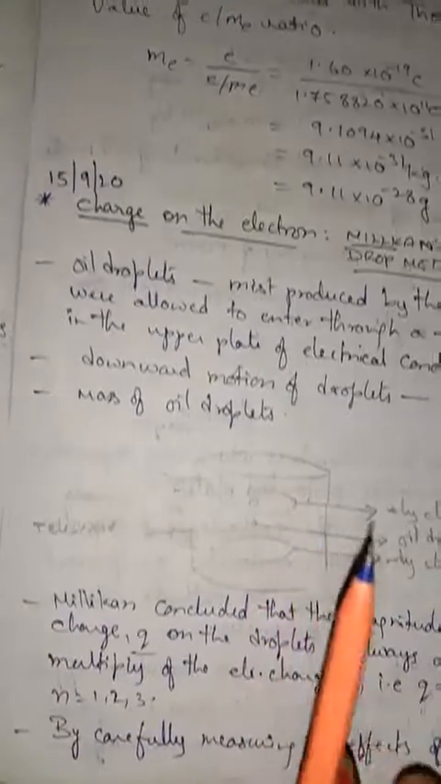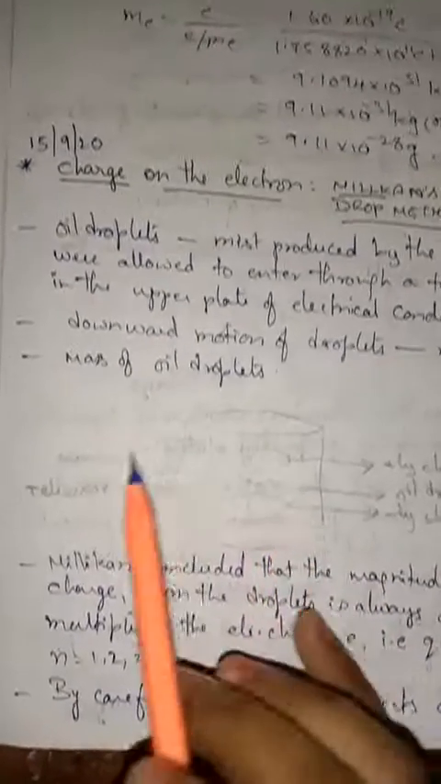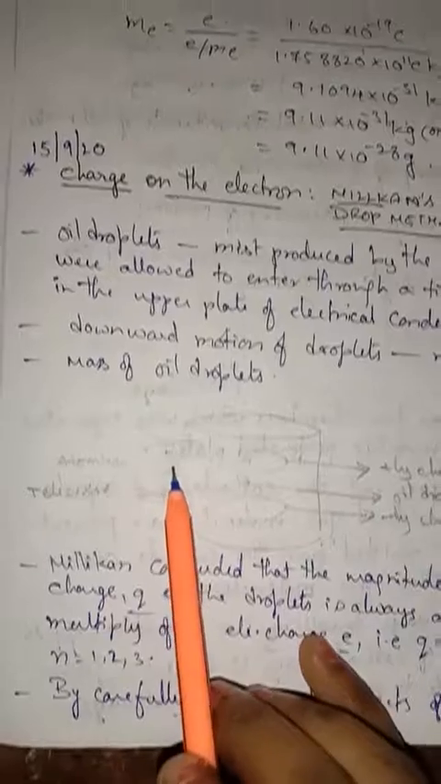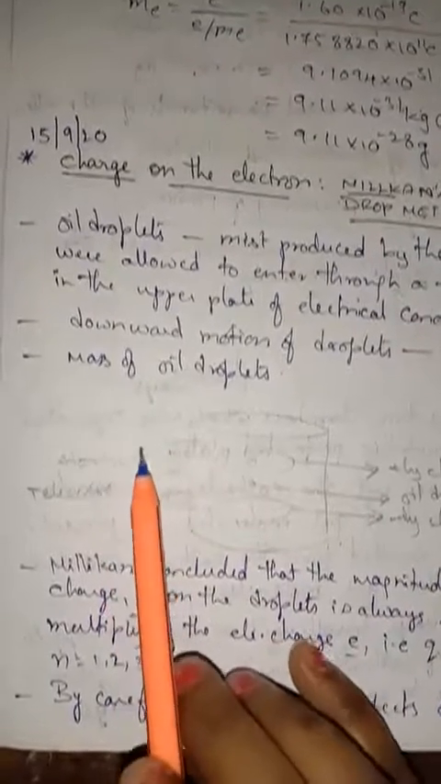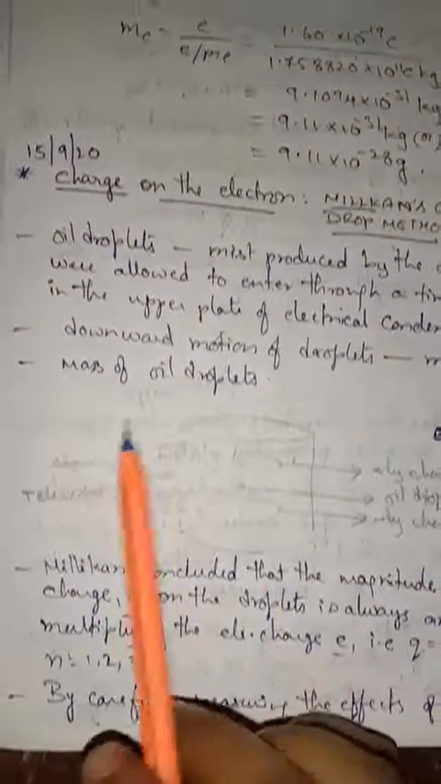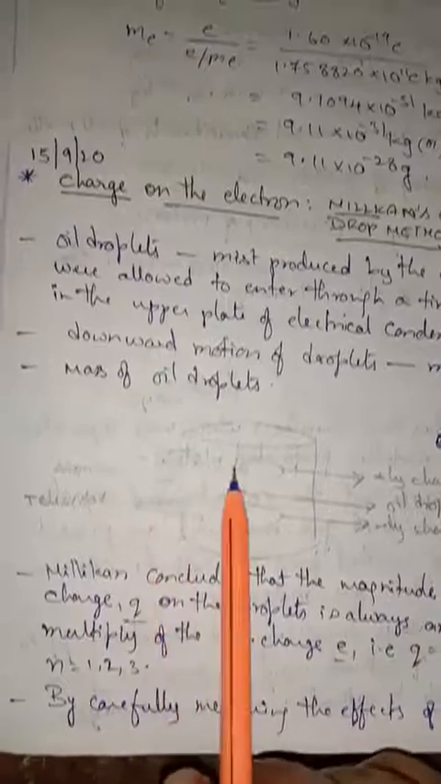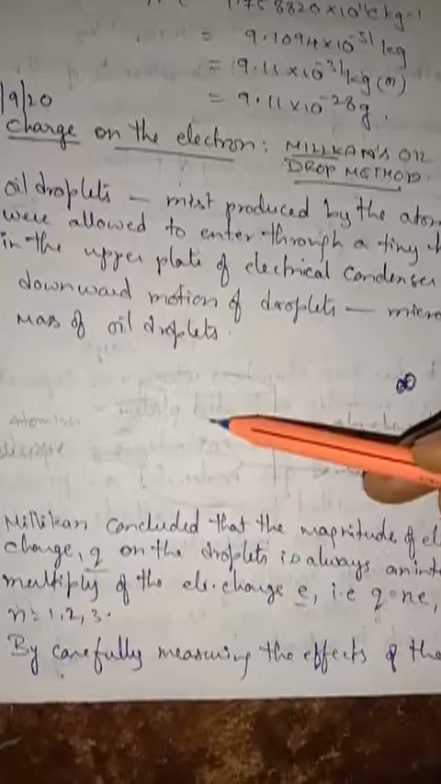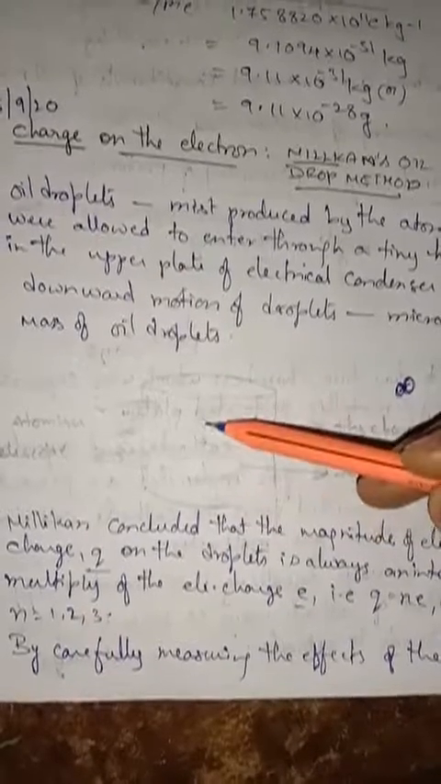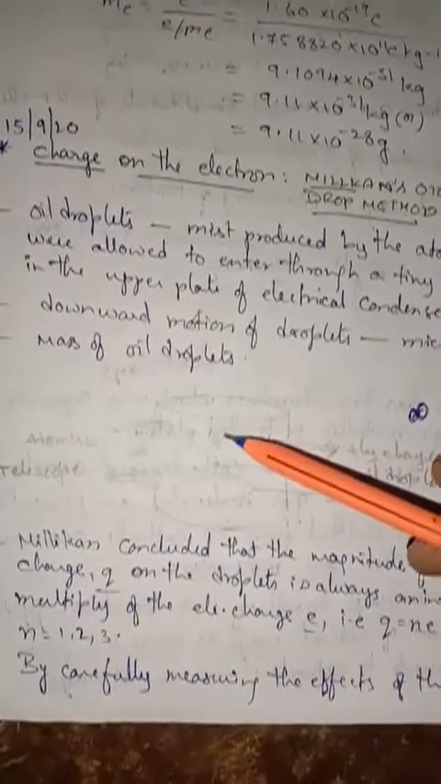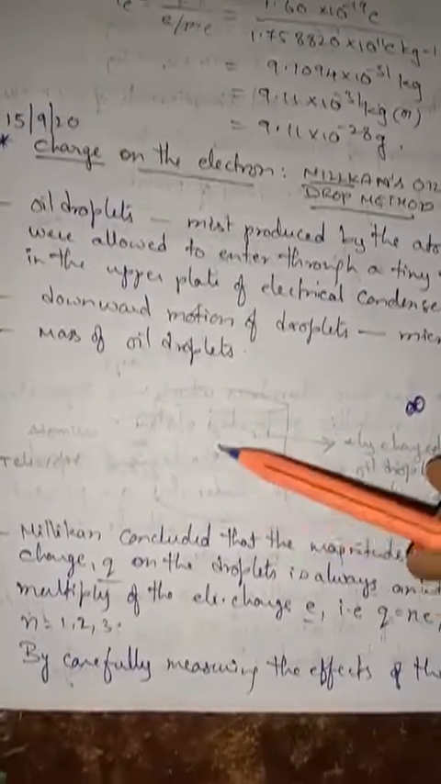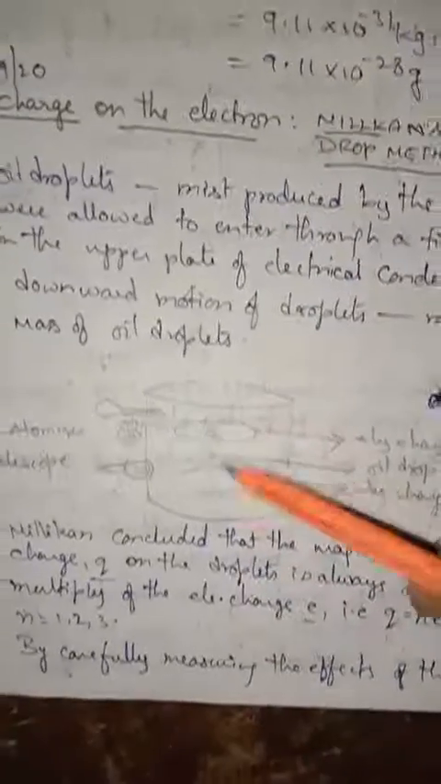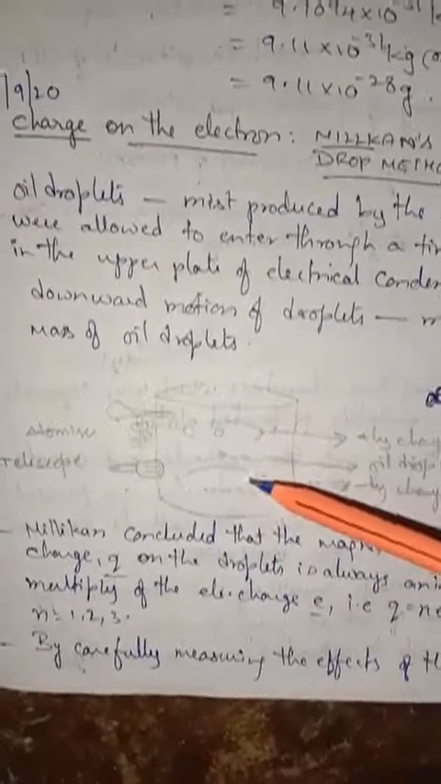So this is the experiment. Simply, he has taken oil in this bottle, which is an atomizer. Atomizer means it is used like a spray. When he sprays inside, the oil gets into this vessel. Through this hole, it moves from the first plate to the second plate. When it is moving, Millikan was able to calculate its mass. Understand? With the help of this downward movement, he was able to calculate its mass.